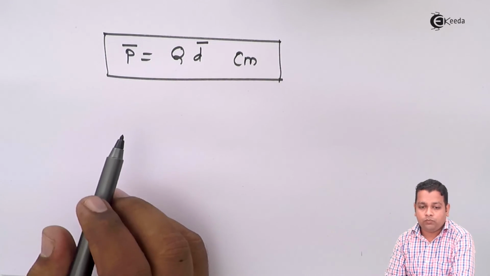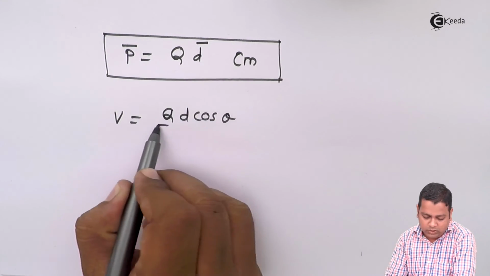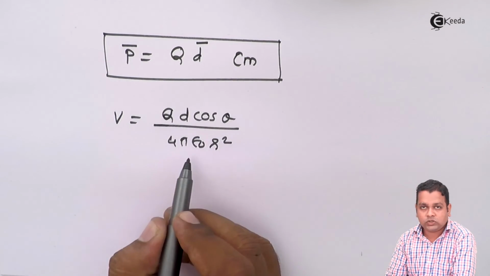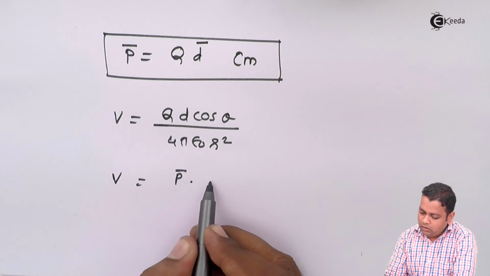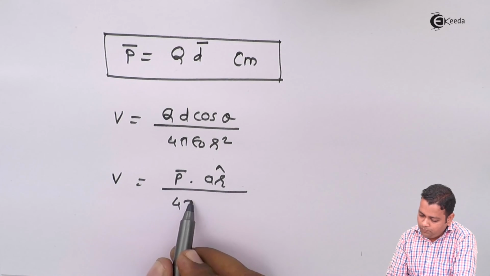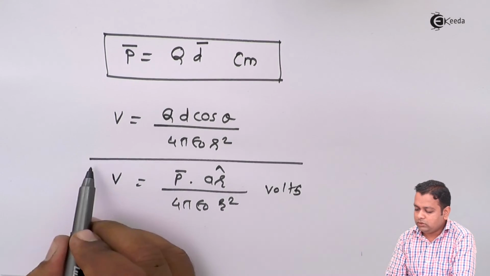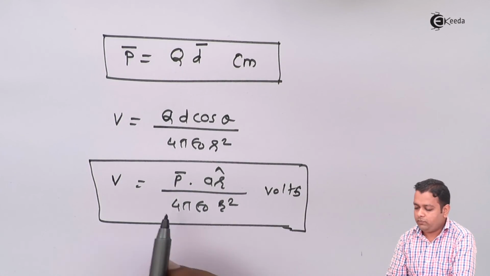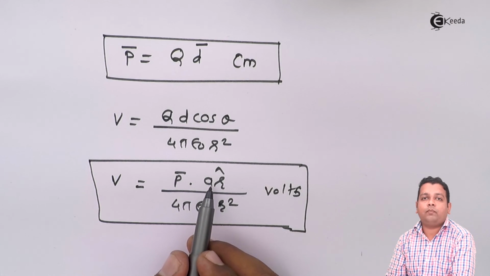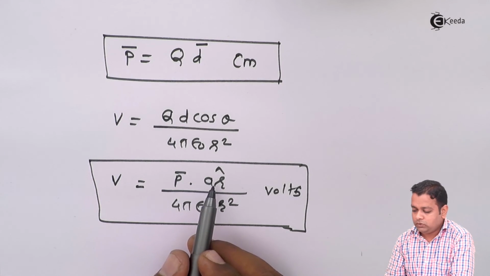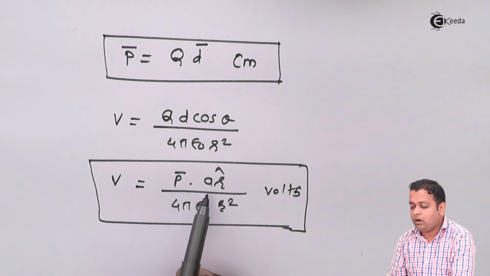Now using this formula for dipole moment, V, which initially we used to represent as Q d cosine of theta upon 4 pi epsilon 0 r square, we use the dipole moment representation here. So V will be p bar dot a_r cap upon 4 pi epsilon 0 r square, in terms of volts. So using the concept of dipole moment, here we have the dot product of dipole moment p bar with a_r cap. a_r cap is the unit vector going from the center of the dipole towards the field point P. So here we take the dot product and in the denominator we have the same. So Q d cos theta has been replaced with p bar dot a_r cap.